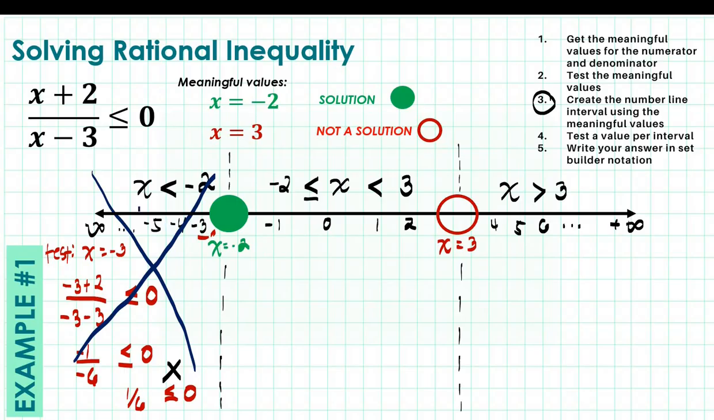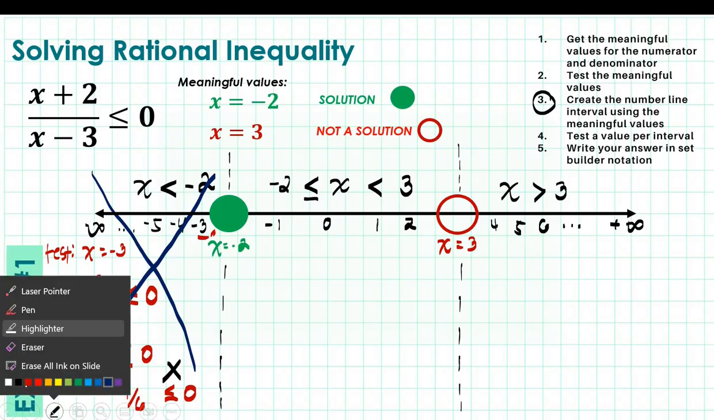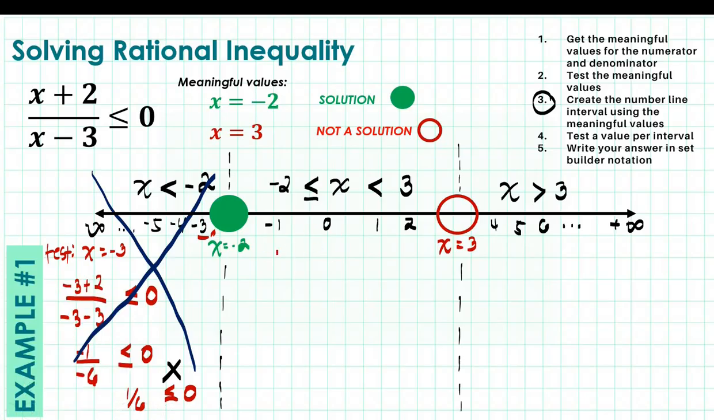So we're done testing the first interval. We still have 2 more to test. Moving on, for the middle interval, these are values in between -2 and 3, including -2. But since we already checked that -2 is a solution and 3 is not, we will choose values in between. So let's say I want to choose x as 0.